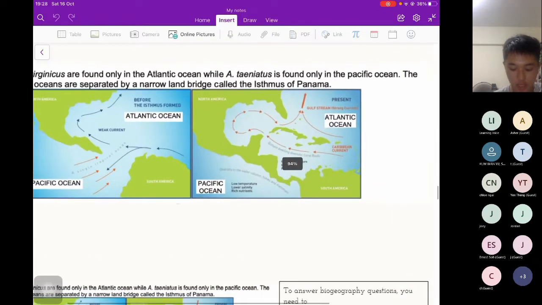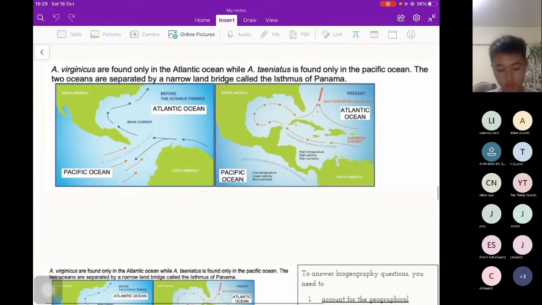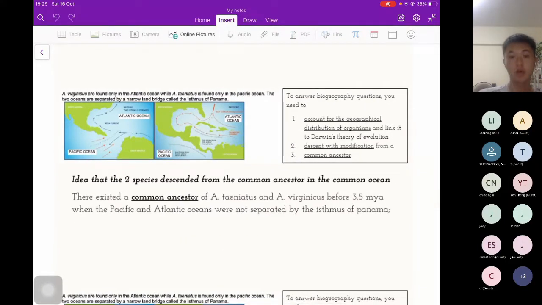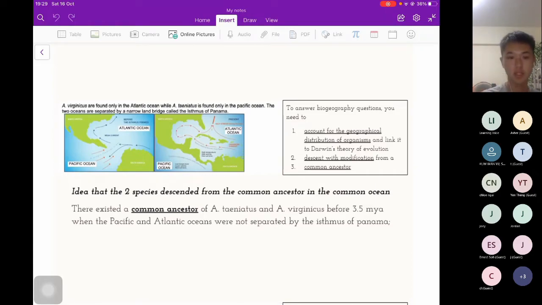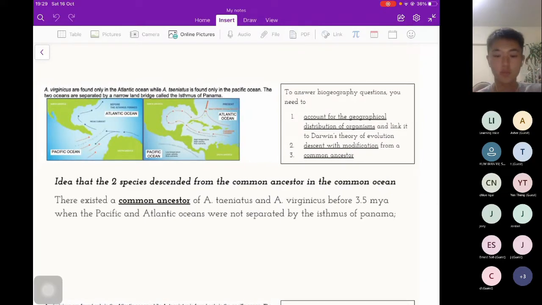So this is a very common site in the world that they like to test, like the Isthmus of Panama. So two different species, A V and A T, are found in different places, and they are separated by the Isthmus of Panama, right? Why is it that there are two different species? Of course, there will be pictures and they will look very similar. They're fish, I believe. And so they ask you, how come there are two different species that have been formed, right?